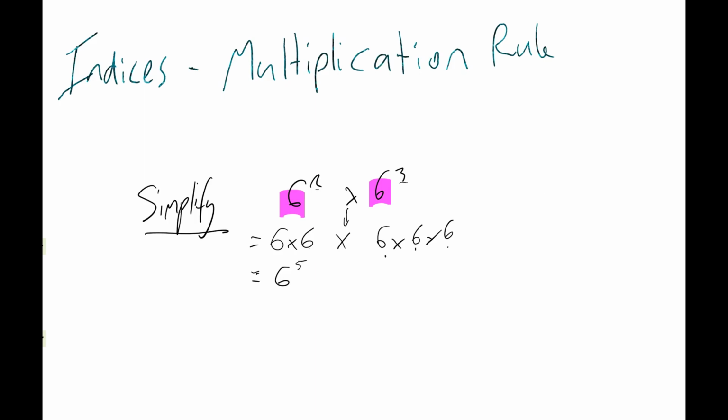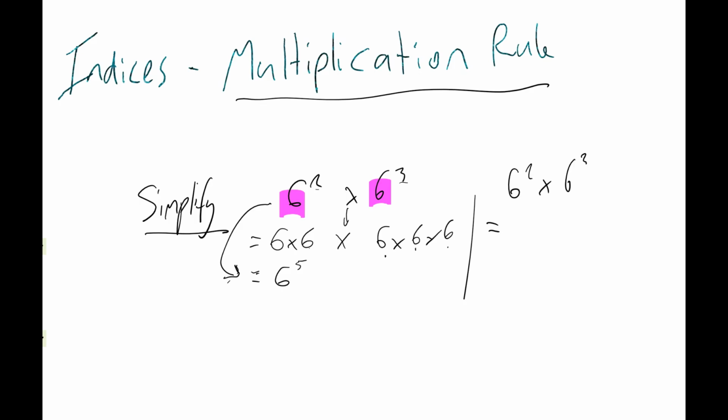Now there's a shortcut. We could just jump straight from here to here by realizing the multiplication rule. Let's take our question and put it over here: 6 squared times 6 cubed. The multiplication rule says we just take these two indices and add them together if the bases are the same. So we write down our base, and we've got 2 plus 3, so that becomes 6 to the 5.